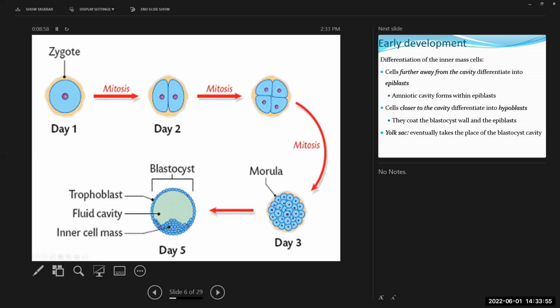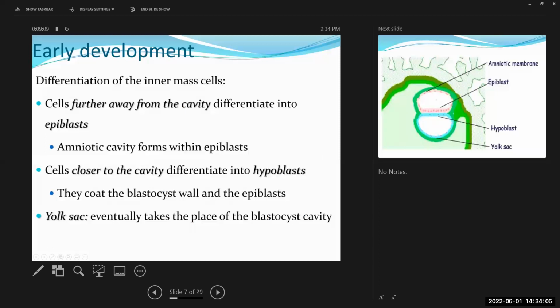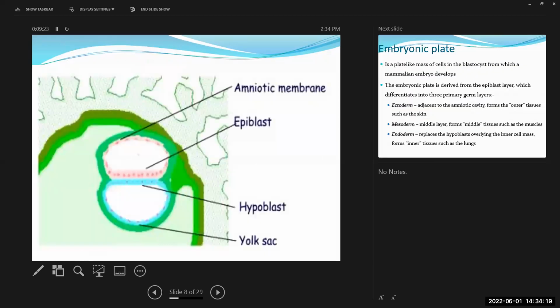So already from the simple union of sperm and ovum, we have division occurring and we have development, most critically, happening as well. So in this inner cell mass, the amniotic cavity forms within it, and the cells closer to the cavity differentiate into hypoblasts, and the yolk sac takes the place of the blastocyst cavity. So you have this clear differentiation happening. Right, and then you have implantation into the uterine wall, and now you have distinct layers being formed, a hypoblast and an epiblast. So not only are you having division, but within the cell mass, you're having specific layers beginning to differentiate.